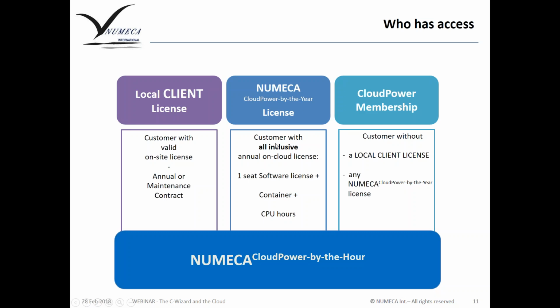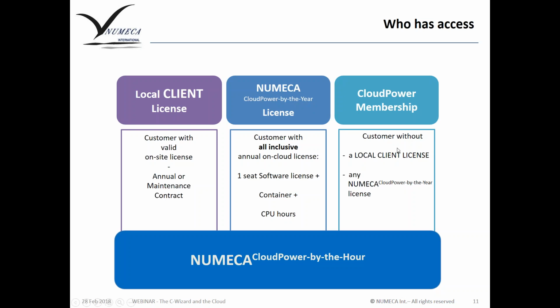Or you don't have a license on site at all, but you want an annual license only on the cloud. This is what we call the NUMECA Cloud Power by the year. And for the whole year, you can have the software license, the container, and the CPU hours, which are all packaged together. The last possibility is you don't have a valid license on site, or you don't have a license which is under a maintenance contract, and you didn't buy the Cloud Power by the year yet.